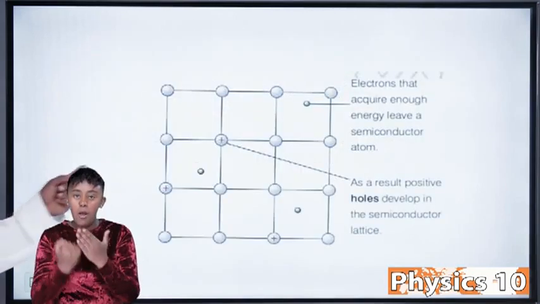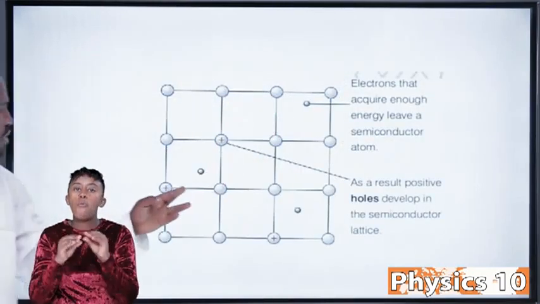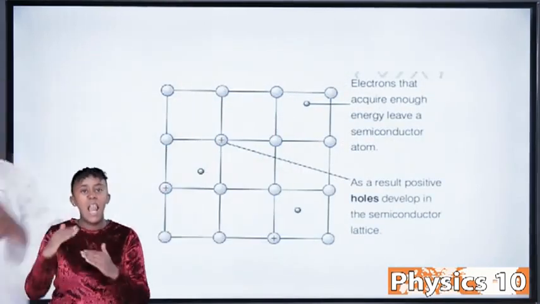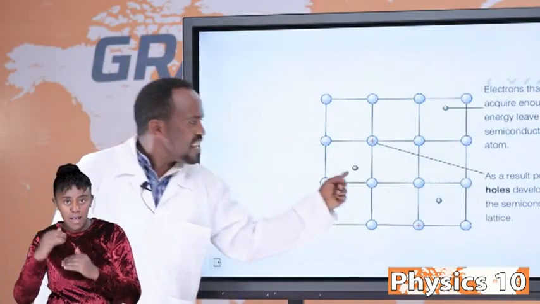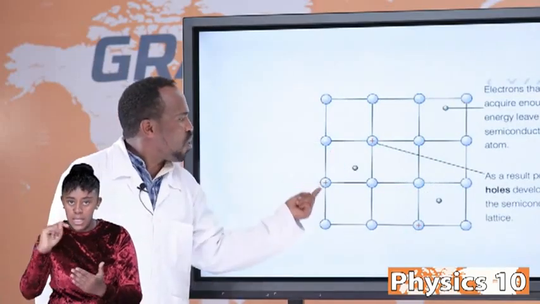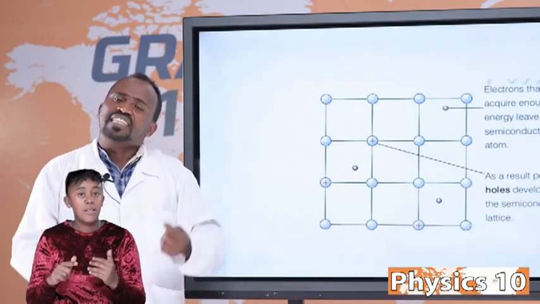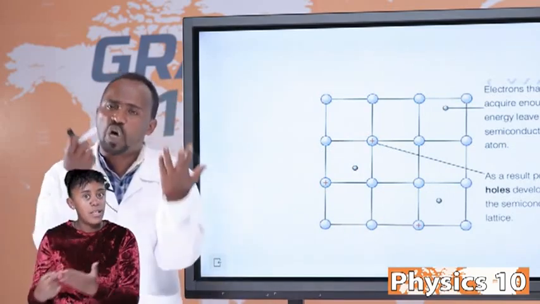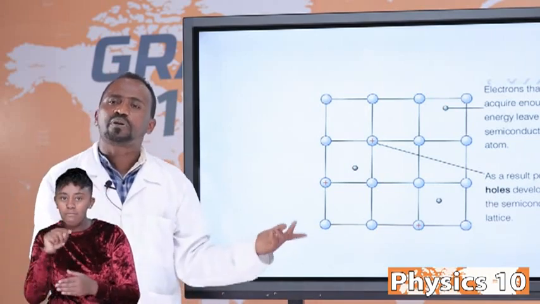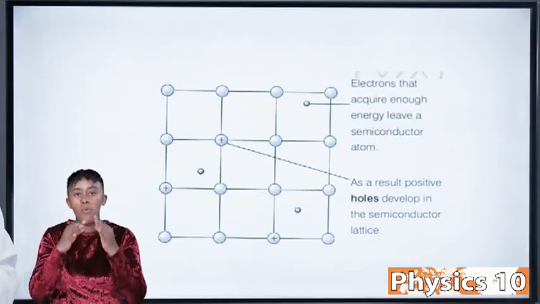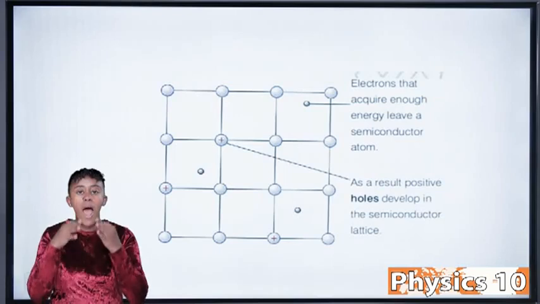This diagram shows this electron moving or leaving this lattice atom. While it is leaving this lattice atom, a hole, a positive charge, is formed. Since a positive charge, a hole, is formed, this semiconductor becomes nearer to conducting electricity.